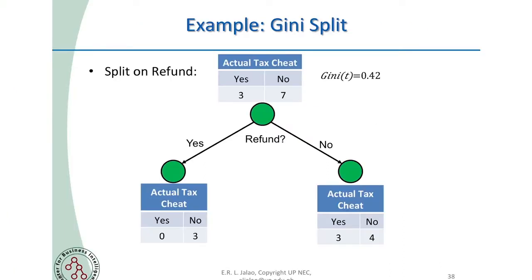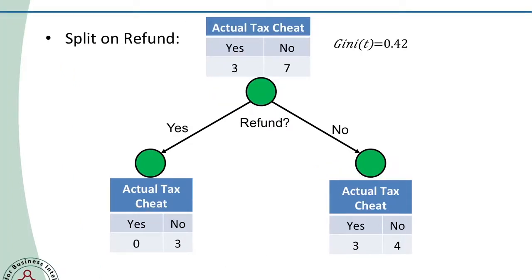Let's calculate the Gini split of this data set. On this slide, we have a Gini index of 0.4. Recall that this is what we calculated with a distribution of 3 yes and 7 no. If we split using refund equals yes and refund equals no, we can calculate the distribution of the Gini index for the children. If refund equals yes, there will be 0 yes and 3 no for the actual tax cheat. On the other hand, if refund equals no, then we have 3 yes and 4 no.